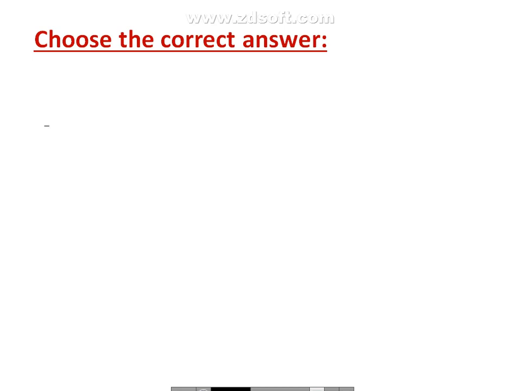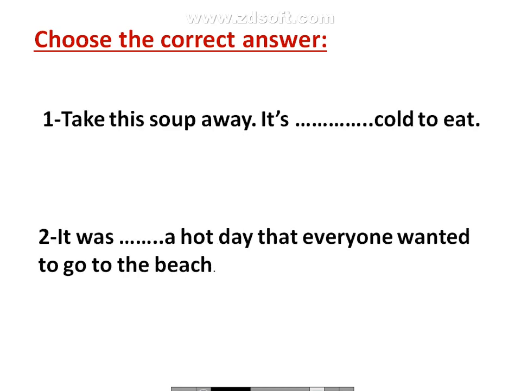Choose the correct answer. Take this soup away, it's cold to eat. The answers are such, to, that, so. Yes, I can hear you. This sentence takes to: it's too cold to eat. Number 2, such: it was such a day, a hot day, that everyone wanted to go to the beach. Here in this sentence we use such.